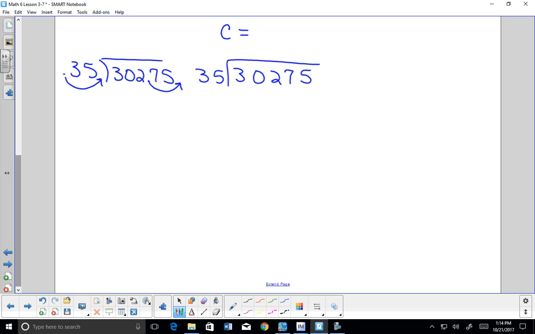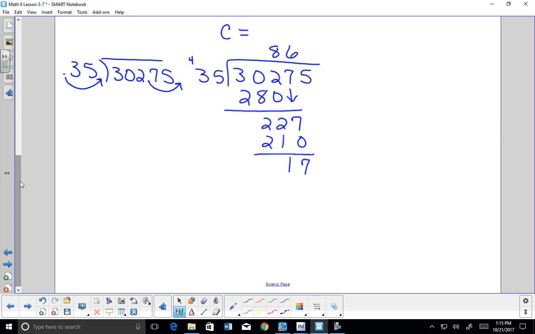Okay. 8 times 5 is 40. 4. 8 times 3 is 24, plus 4 is 28. That seems reasonable. 302 minus 280 is 22. Bring down my 7. How many times will 35 go into 227? Well, how many times will 3 go into 22? 3 goes into 21 7 times, but since I'm halfway beyond 3 because I'm at 35, I'm going to try 6. So I'm thinking that 35 will go into 227 about 6 times. Okay, 6 times 5 is 30, 6 times 3 is 18, plus 3 is 21. That's 17. Bring down my 5.